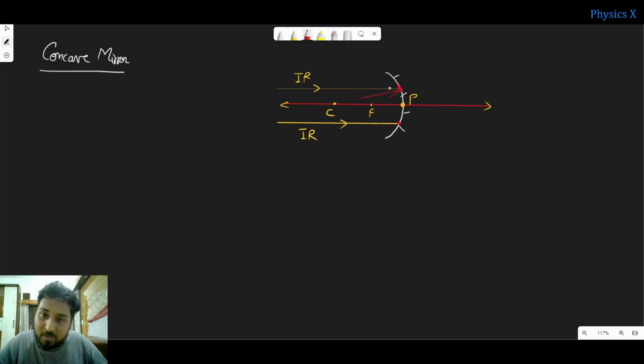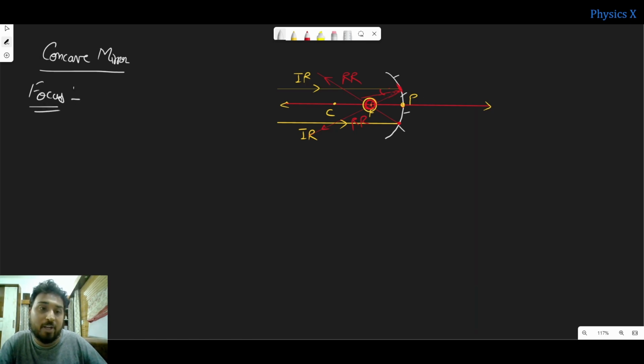So what will happen? The angle of incidence is equal to the angle of reflection. So like that, the reflected rays will be passing through the focus. Here also it will be obeying the laws of reflection. So these are your reflected rays, the red ones. When the rays are parallel to the principal axis, they are passing through this point, which is called the focus point. We can define the focus point for the concave mirror.